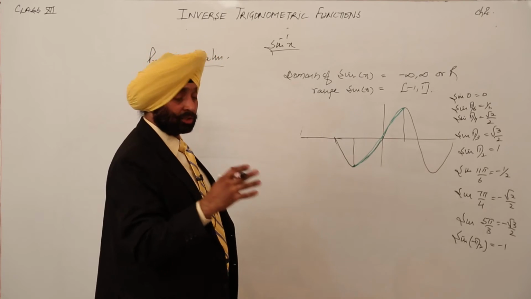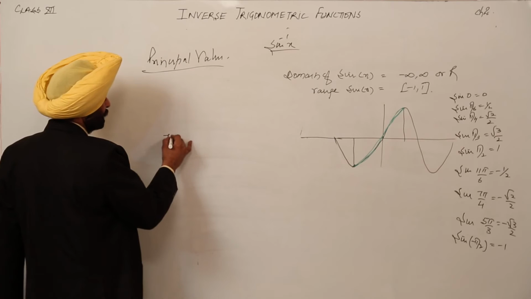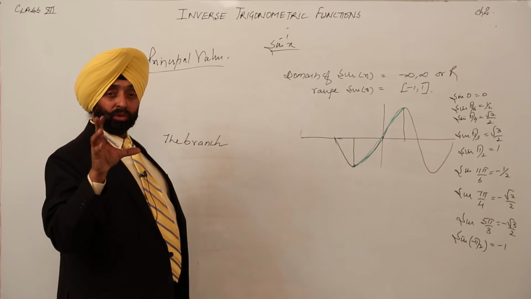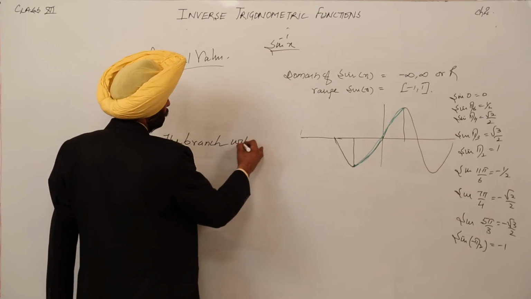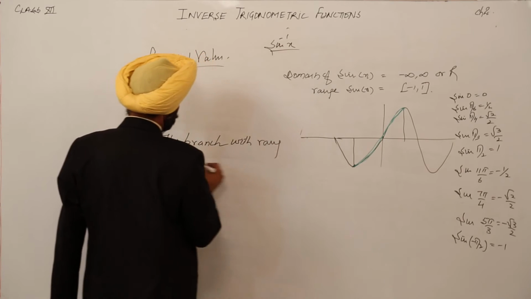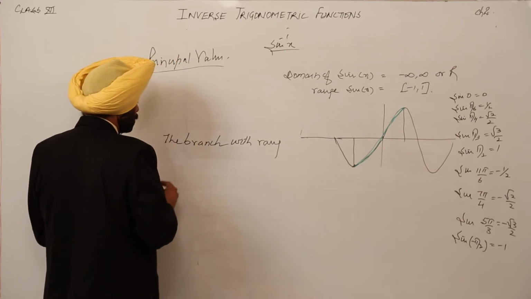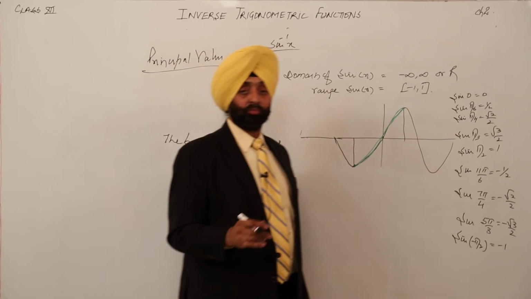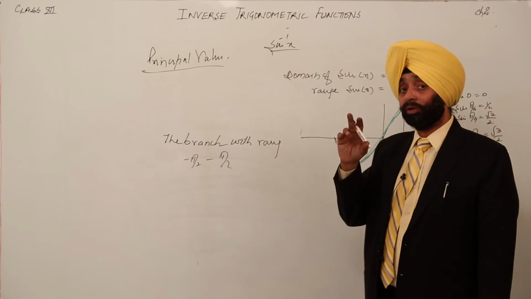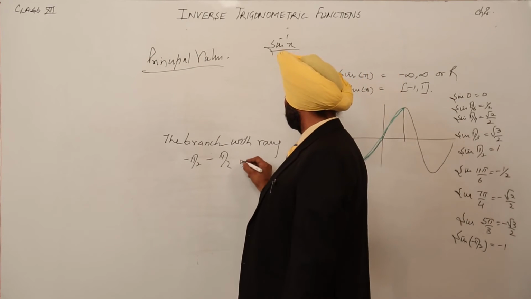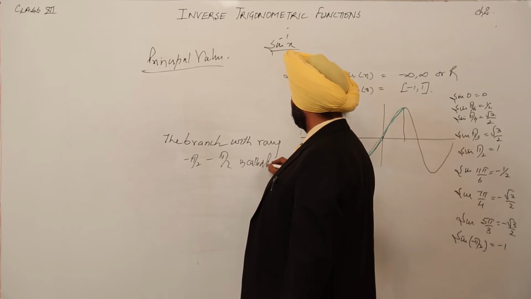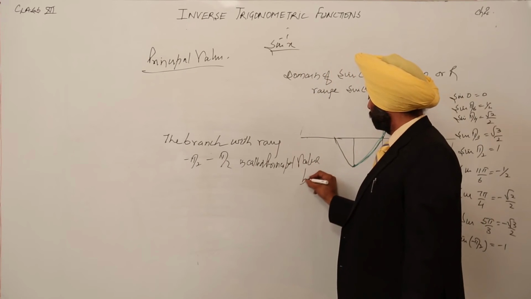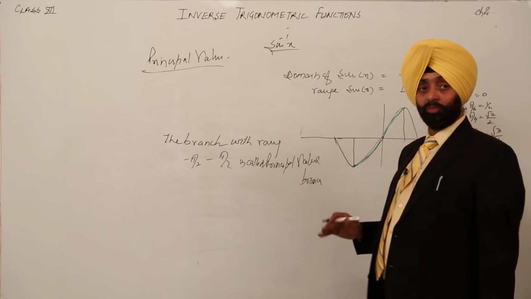and the branch. Now for the sin x we can write it, the principal values, it is called the branch. The branch with range from minus pi by 2 to pi by 2 is called the principal value branch. Okay, it is called principal value branch.